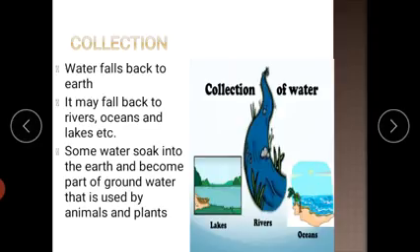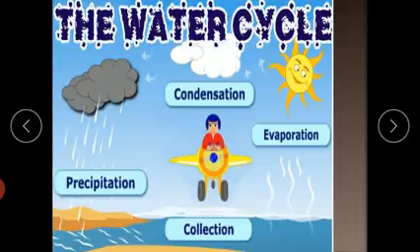Now the last step is collection. Collection is the step in which the rain water falls back to the earth. This water goes to the rivers, the lakes and the oceans, and it is collected there. Some amount of this water is also soaked into the earth and becomes part of our groundwater. This groundwater will be used by us, by animals, and by plants. So this is all about the water cycle.